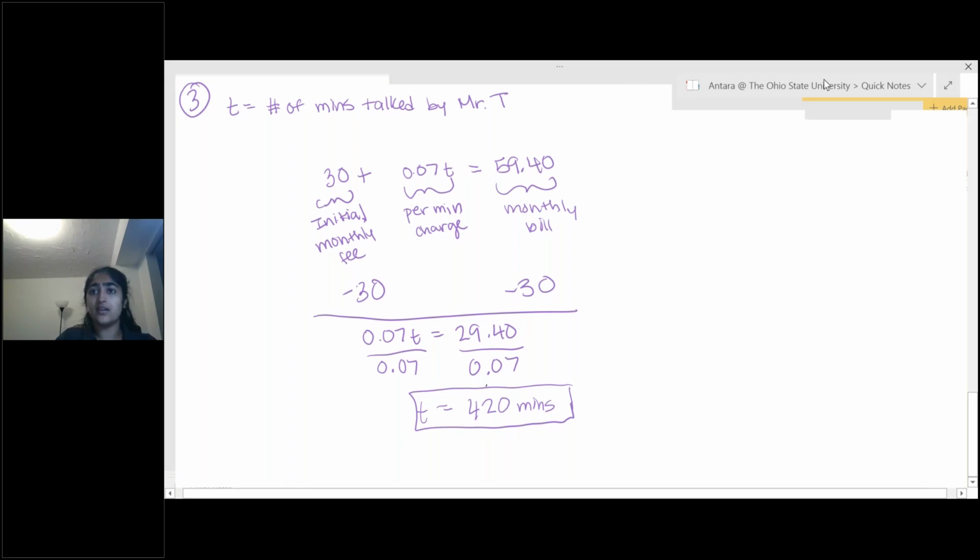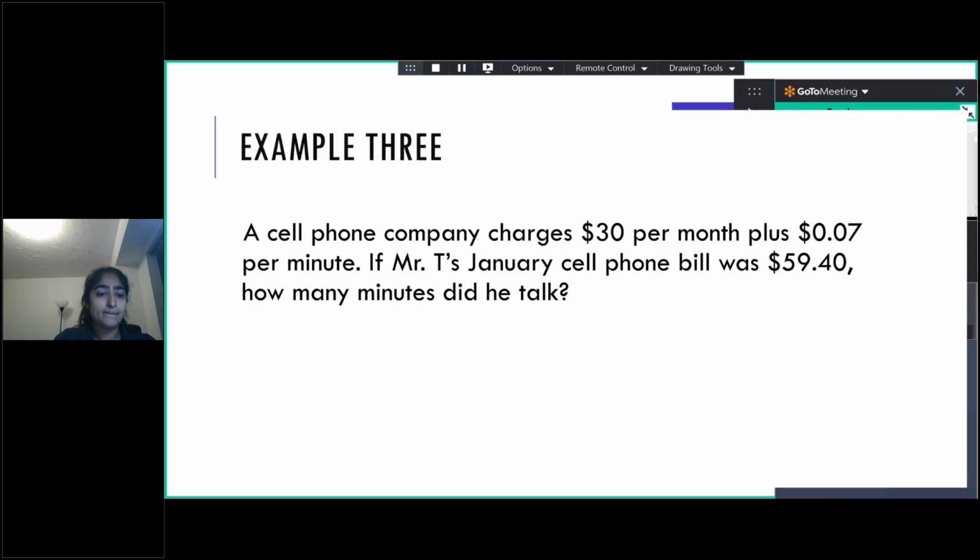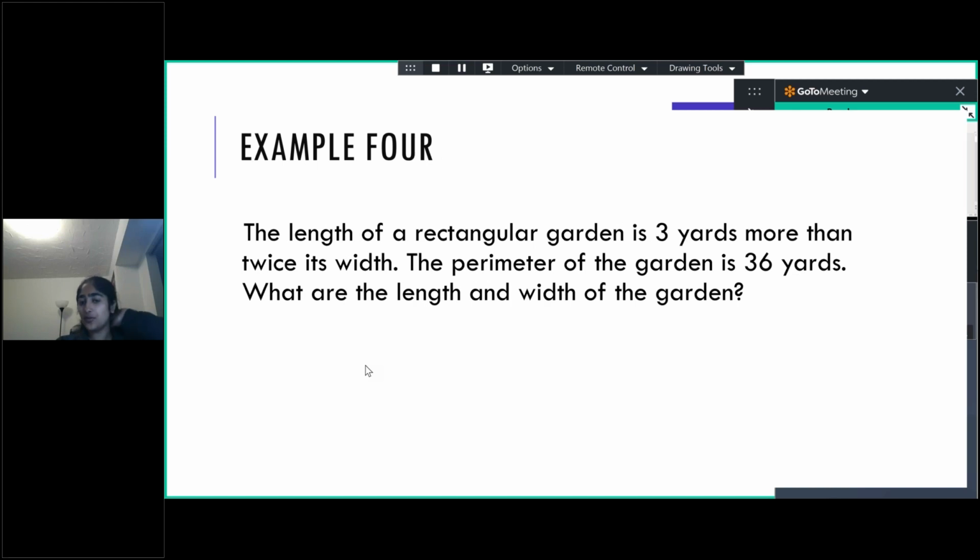Okay. Now I just have a couple more examples. So in example 4, this is a little more challenging example. The length of a rectangular garden is 3 yards more than twice its width. And the perimeter of the garden is 36 yards. What are the length and width of the garden? So here we have multiple operations. We have a relationship we can see between the length and width, and then we have the operation we need to use to find the perimeter of the garden.